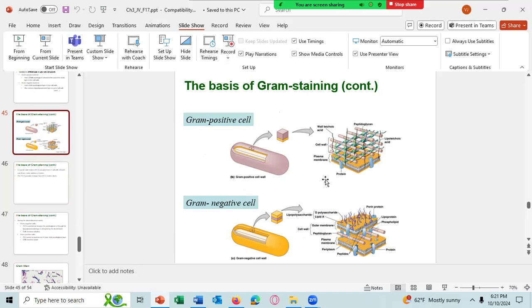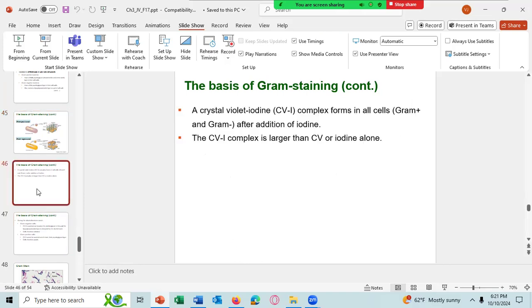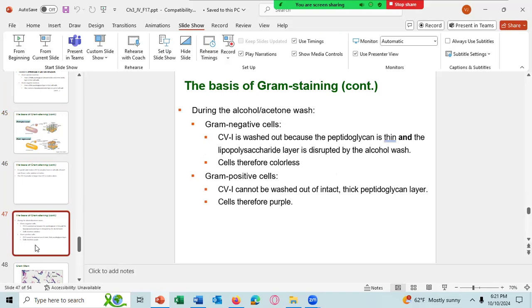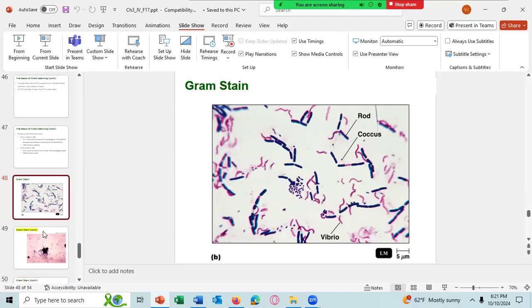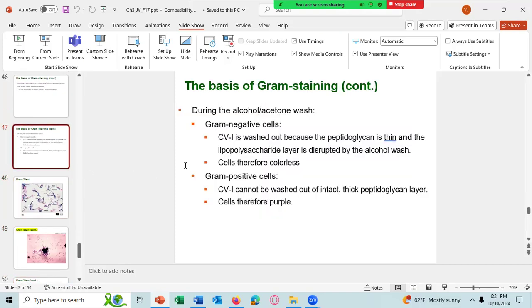Once again, showing you the thick layer of the gram-positive cell, the thin layer of the gram-negative cells. So we'll stop right there.